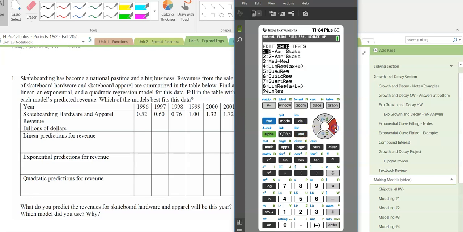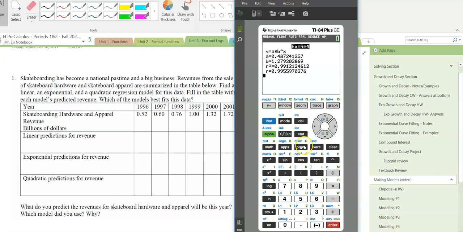So I go Stat, Calculate, and I scroll down to Exponential Regression, List 1, List 2, and Calculate. And so there's your equation for your exponential. So I'm going to write on my paper Y equals 0.4872 times 1.2793 raised to the x. And it has an R squared value of 0.991. So that's an even better R squared value.